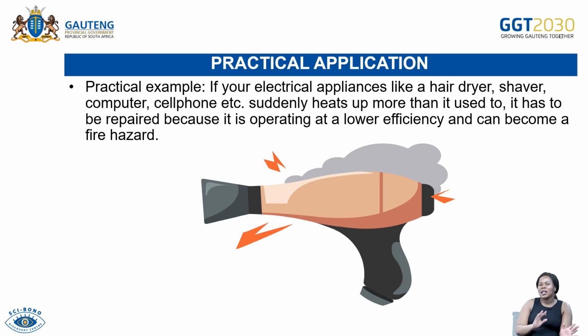Let's give a practical application of what we're talking about. If an electrical appliance like a hairdryer, a shaver, a computer, a cell phone, etc., suddenly heats up more than it used to, then it has to be repaired, because now it is operating at a lower efficiency. It can become a fire hazard. You cannot even hold it and dry your hair properly. After it heats up for no good reason, the next thing is that it's just going to stop working totally. That shows that it is operating at lower efficiency.